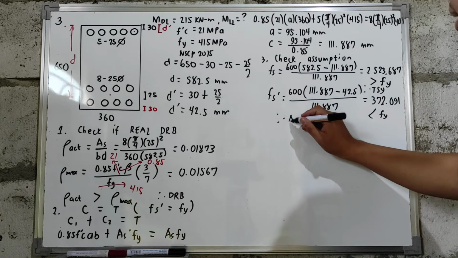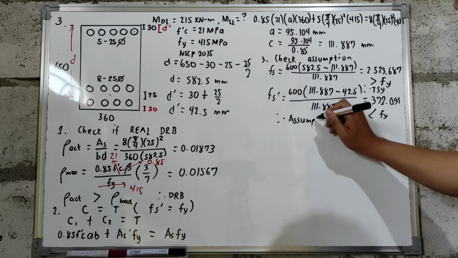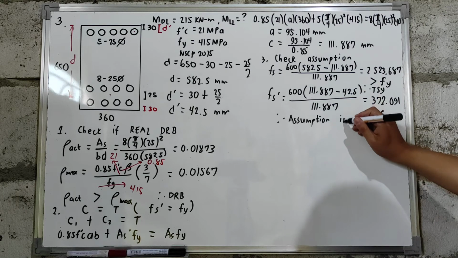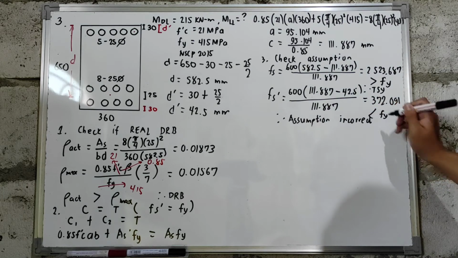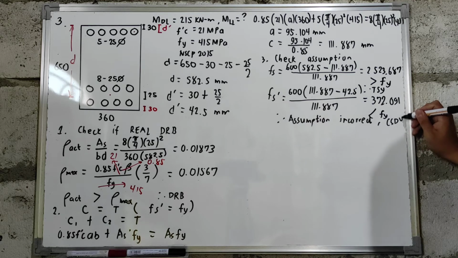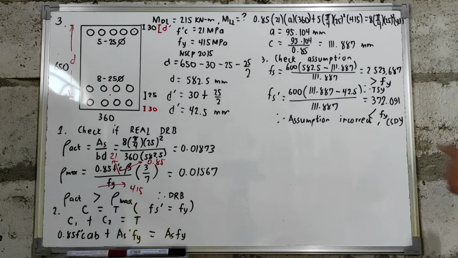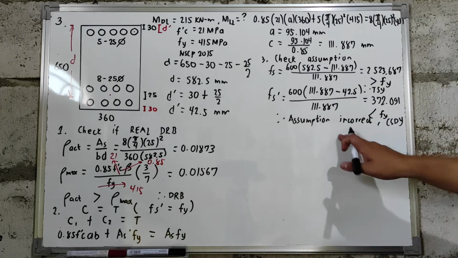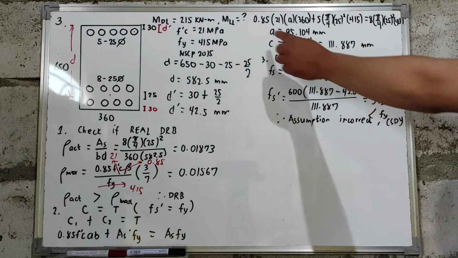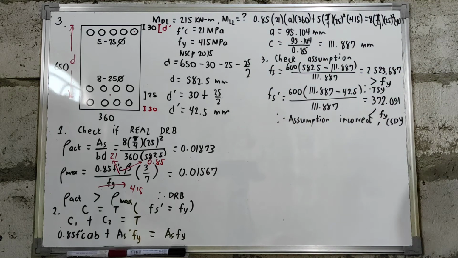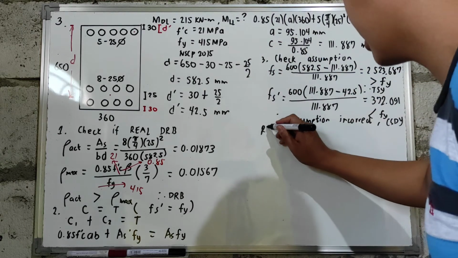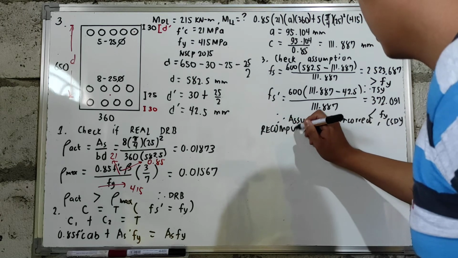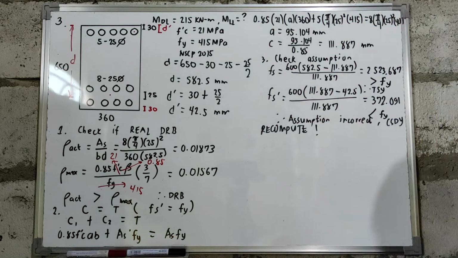Therefore, assumption incorrect. So, compression steel bars doesn't yield siya. So, para ma-confirm natin kung hindi ba talaga nag-yield yung bakal natin or hindi, we're going to recompute yung value ng compression block natin. So, since incorrect yung assumption natin, magre-recompute tayo ulit. But by this time, recompute tayo ulit sa step 2 natin.